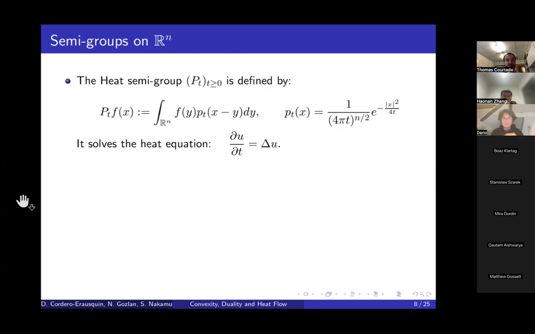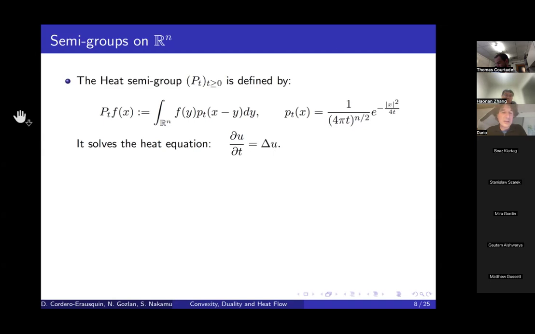So let me recall some definitions. I will call P_t the heat semigroup. It's just convolution with a Gaussian with variance 2t. And this solves the heat equation when u is a function of t and x. The problem with heat somehow is that, of course, it tends to a very flat Gaussian. So you may want to renormalize the heat flow so that, for instance, it remains with finite variance.